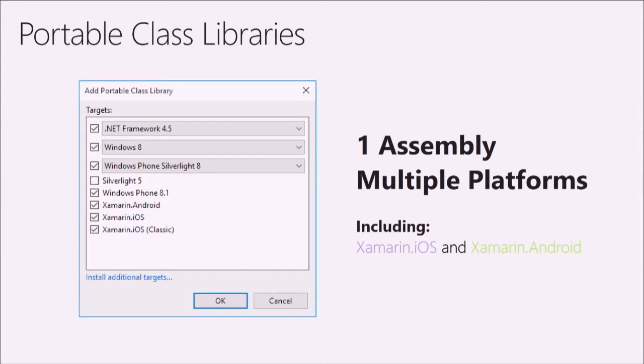The first thing is portable class libraries. This gives you a nice subset of .NET that you can develop against. So it's one assembly, multiple platforms. You just click iOS and Android, and when you do File, New Project, boom, you're going to be good to go. You can select the different versions of Windows you want to support.